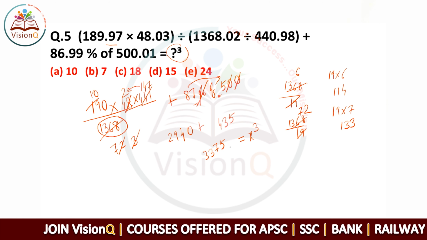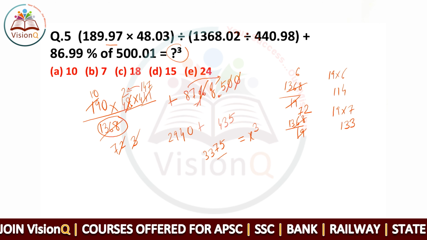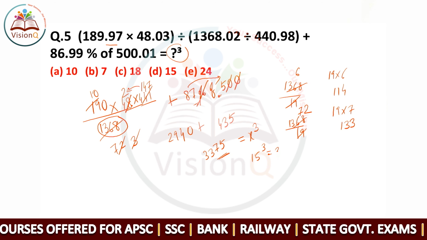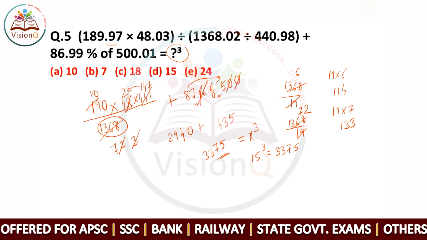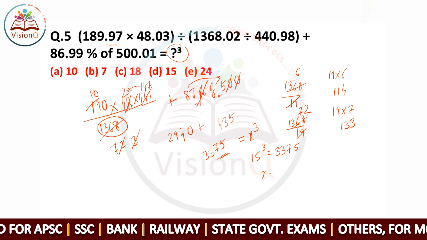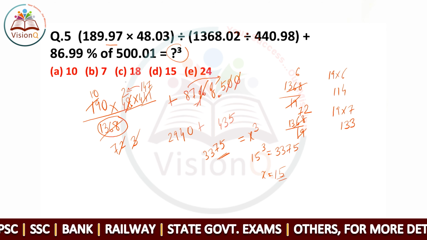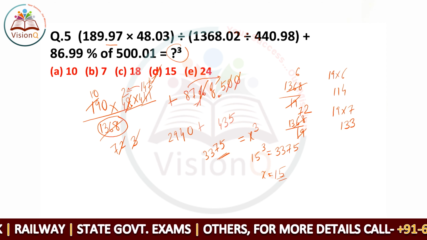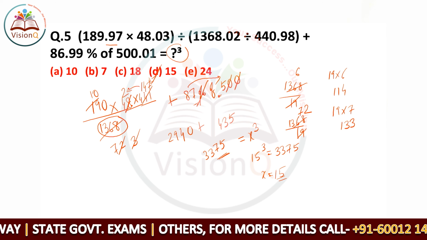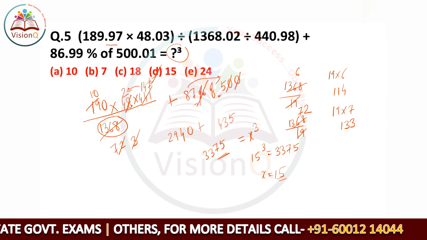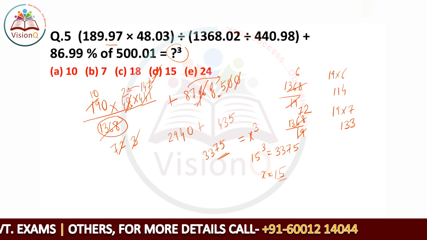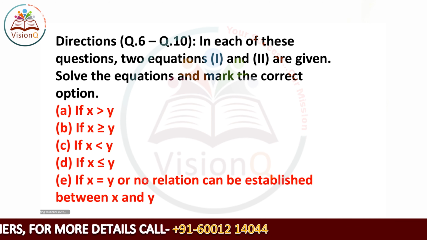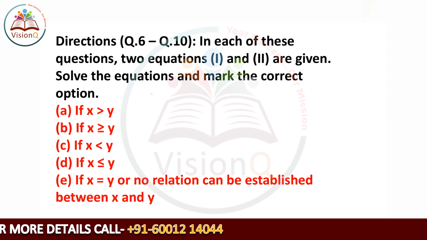So cubes are very important. I should know it is the cube of which number. We know 15 cube is 3375. The right answer of this question number 5 is x equal to 15. The answer is option number D, which is 15. So these are questions of approximation, a very important topic for all banking examinations. Next we'll discuss questions of quadratic inequalities. Again a very important topic for banking examinations.